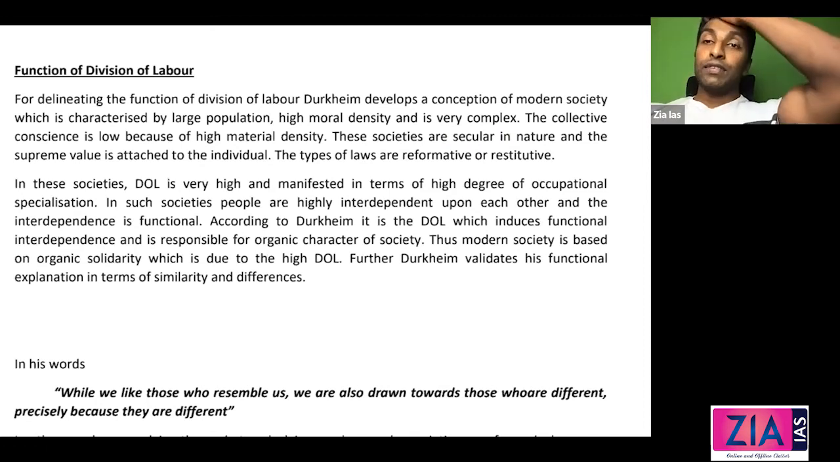In these societies, division of labor is very high and manifested in terms of high degree of occupational specialization. Yes or no? The division of labor is so high. People are struggling for living, right? For a living. And what kind of occupations people do, especially during the time of COVID, right? Corona.